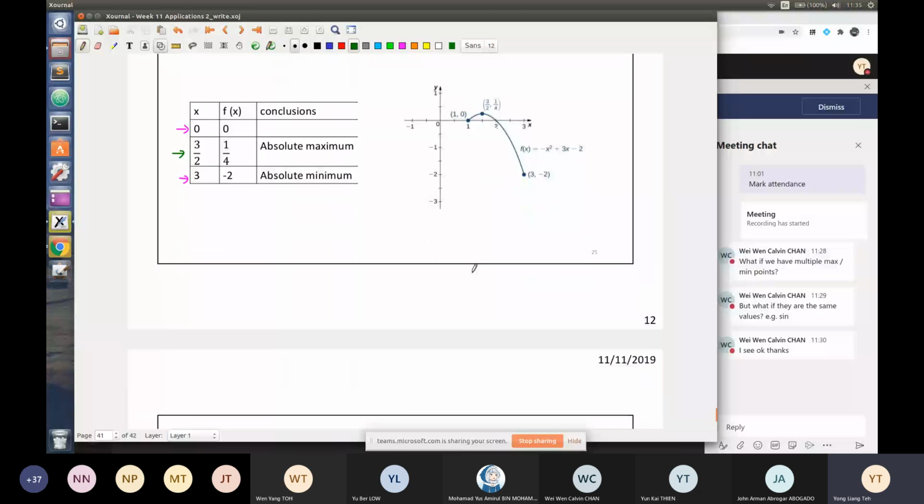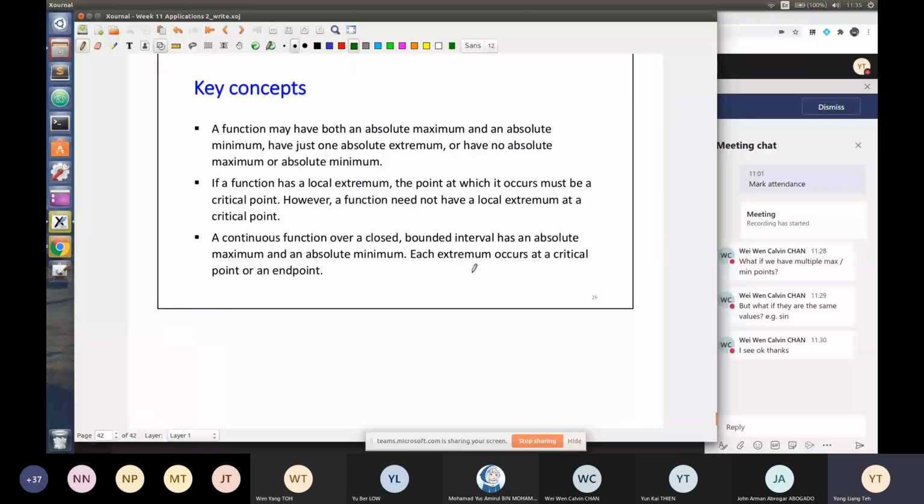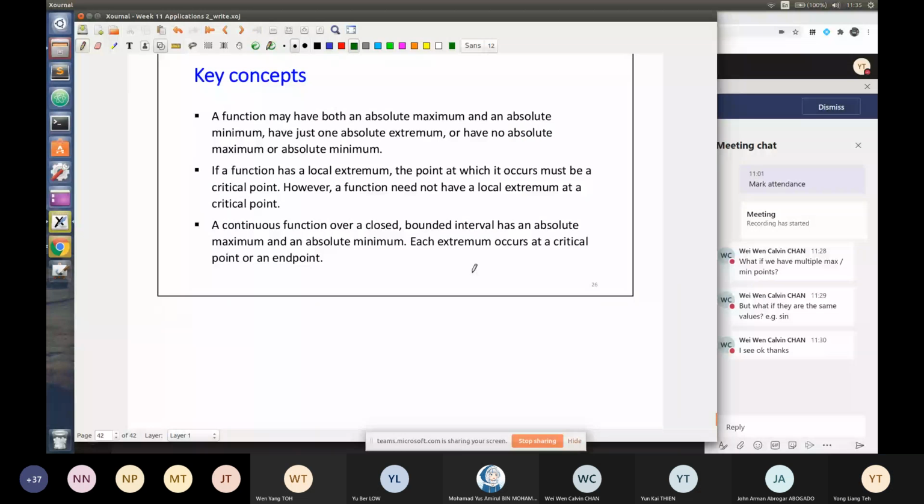Good. Moving on. So key concepts here, you can read them yourself.